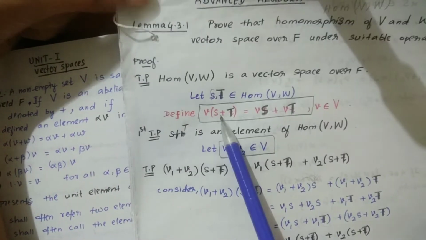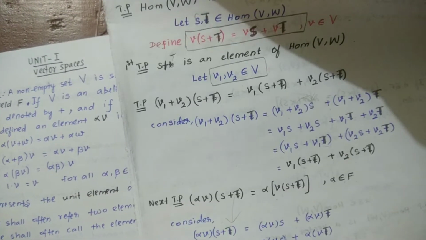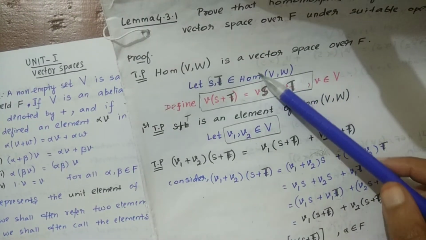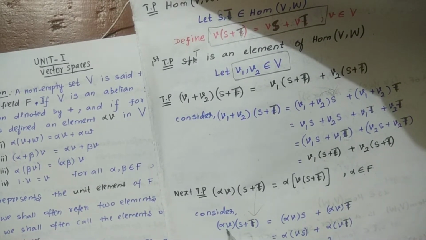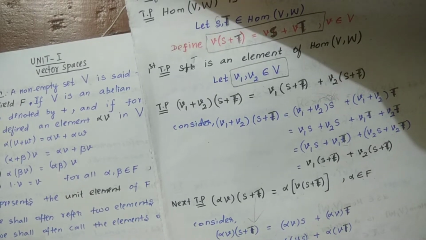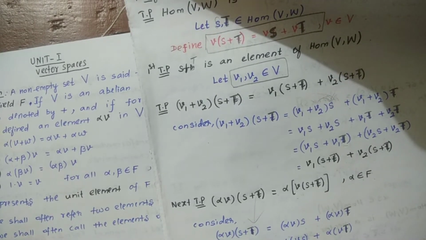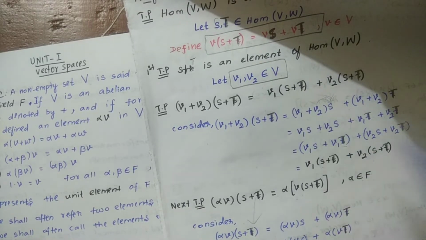In the place of v, here we have alpha v, right? So put alpha v into s, in the place of s, plus alpha v, in the place of v we have alpha v, so alpha v into t. Okay, you are writing in that format.